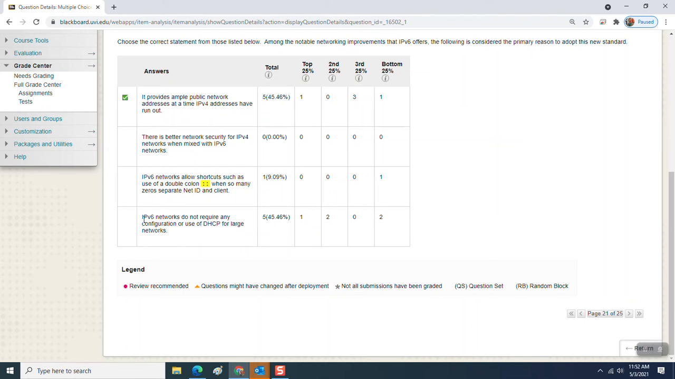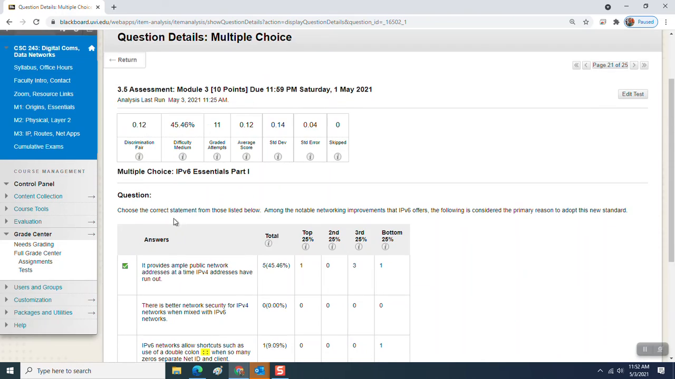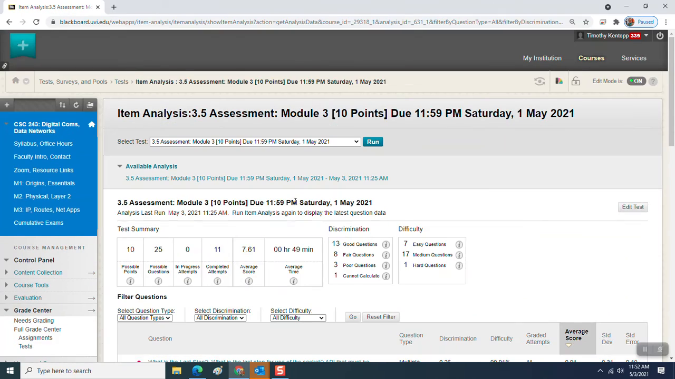IPv6 networks do not require any configuration or use of DHCP for large networks. Well, they don't require it because they have another way of automatically providing the addresses that devices need. So that's a correct statement, but that's not the primary reason why IPv6 was adopted. Yeah, that's a benefit of its implementation, but that's not the primary reason why it was adopted.